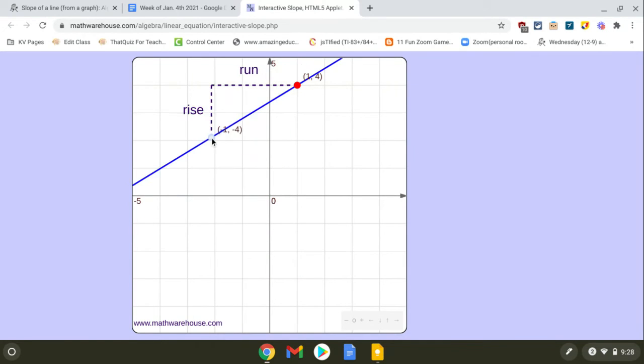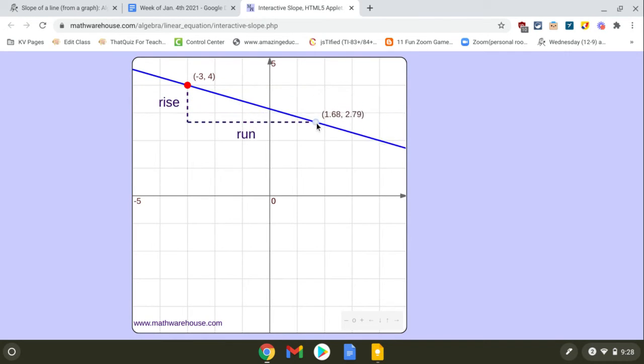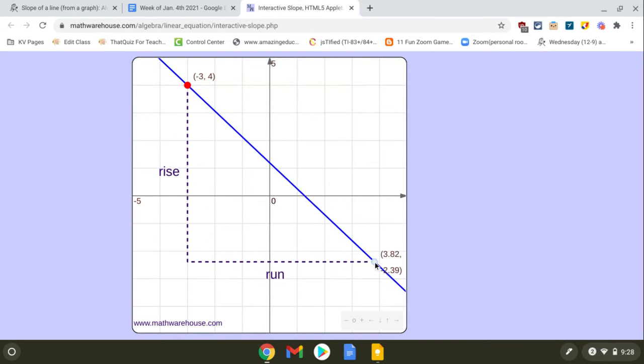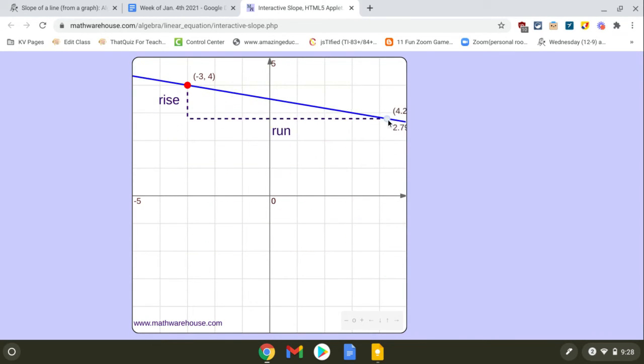And negative slope is just the opposite. From left to right, it would be going downhill. So as this goes downhill, it has negative slope. These all right here have negative slope. From left to right, it's going downhill.